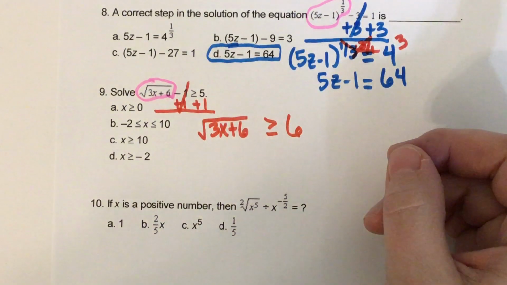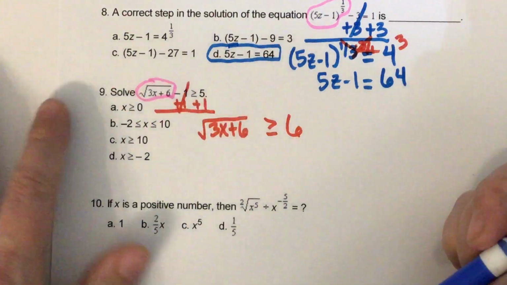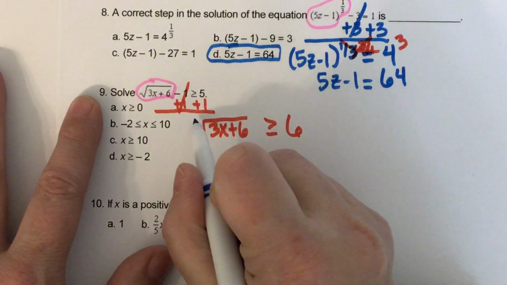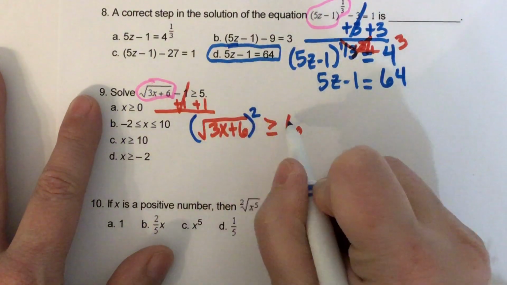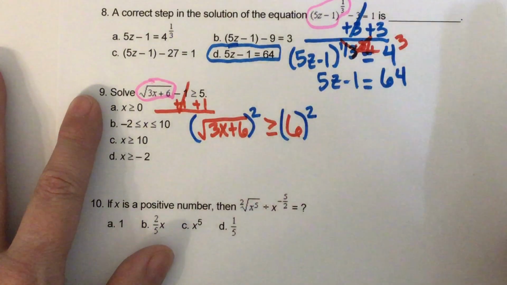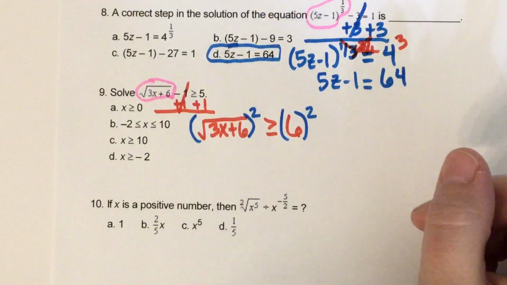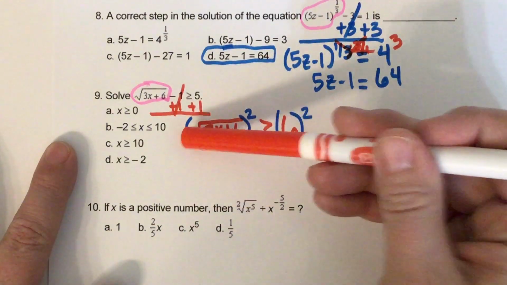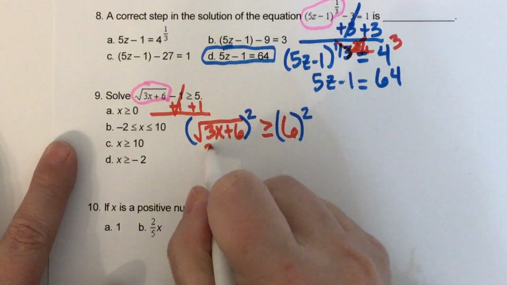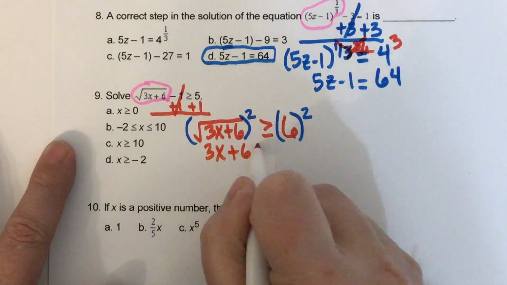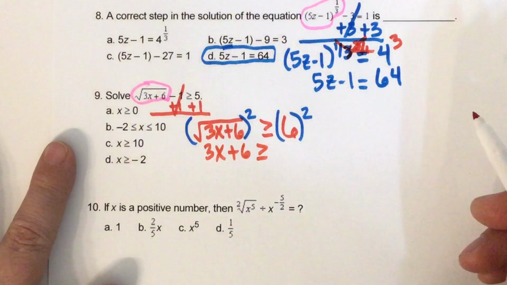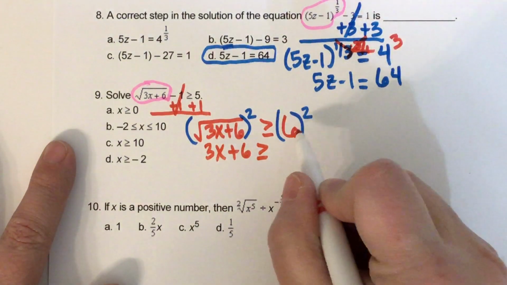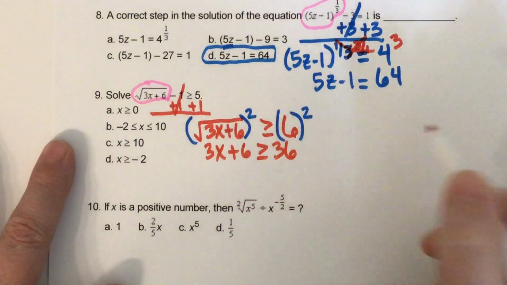Okay, so now I'm ready to get rid of my square root. So to get rid of a square root, we square. And if you square one side, you square the other side. Well, on the left side, the squared and square root cancel each other out. So all you're left with is 3x plus 6. And on the right side, 6 squared, 6 times 6 is 36.